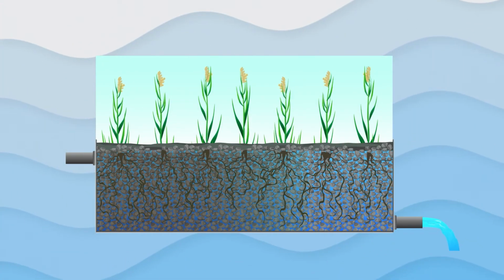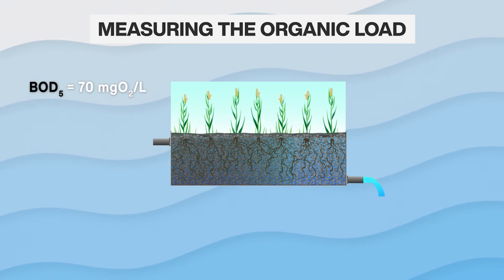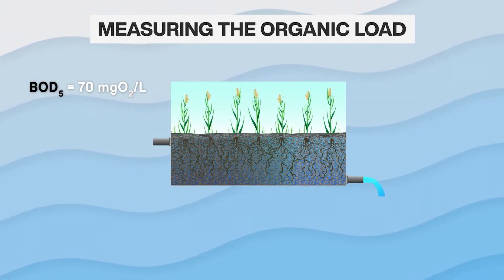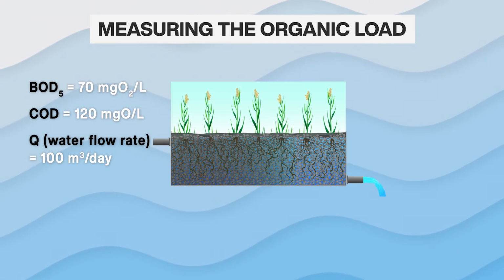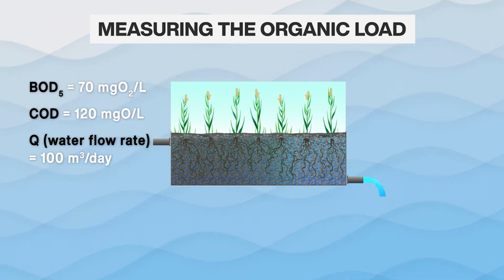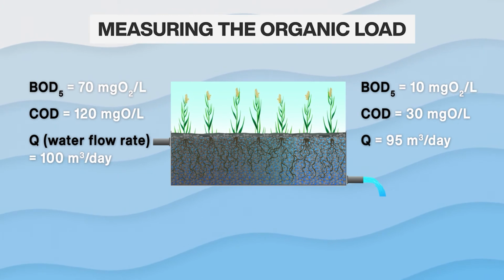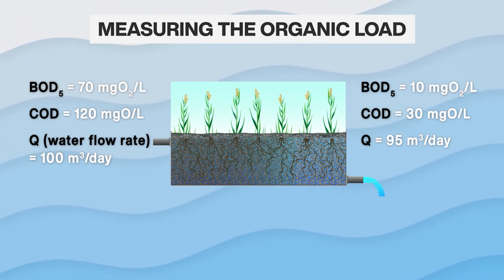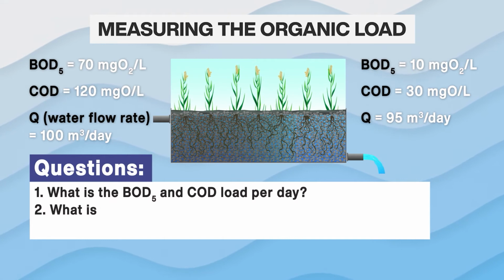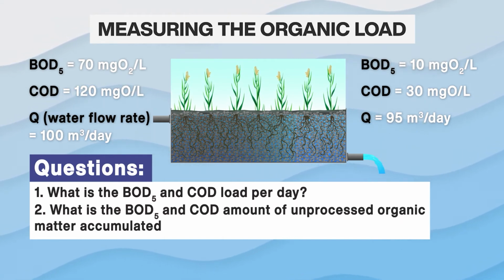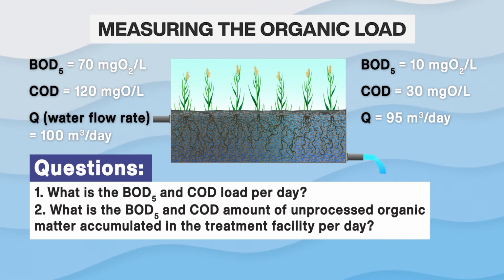Exactly, Betsy. In this regard, let's solve one more problem. Can you please write it up? Given BOD of organic matter content at the constructed wetland inlet is 70 mg O2 per liter, while COD is 120 mg O2 per liter. The influent flow rate is 100 cubic meters per day. Outlet water flow rate, including evaporation, is 95 cubic meters per day. BOD5 and COD are 10 mg O2 per liter and 13 mg O2 per liter, respectively. We need to calculate, first, the BOD and COD load in the given treatment facility per day. Second, the BOD5 and COD amount of organic matter processed in the treatment facility per day. Are the conditions clear? Yes, sir.